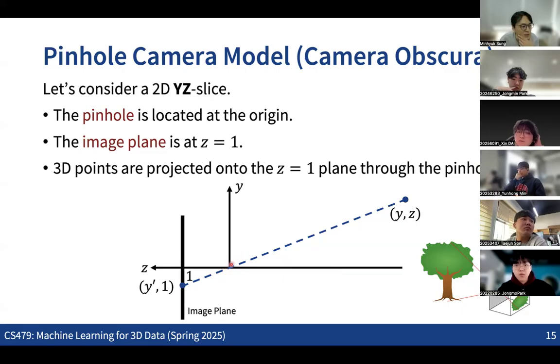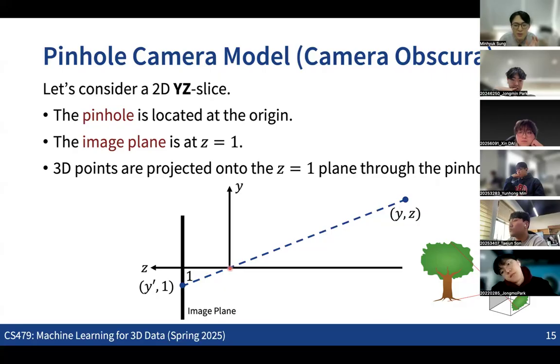You can see that the point at the origin is the pinhole, where everything is projected through this point. And then we have the image plane, which is located where z is 1, right? So we have the image plane here, and this is the pinhole here, and all the points are projected through this point.